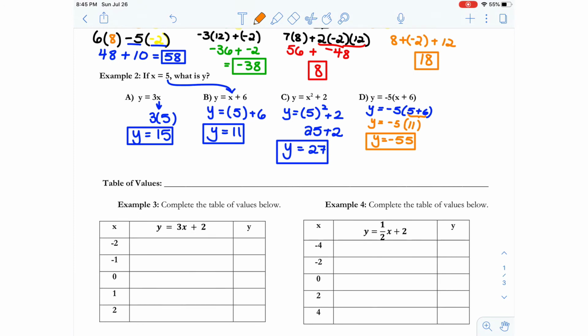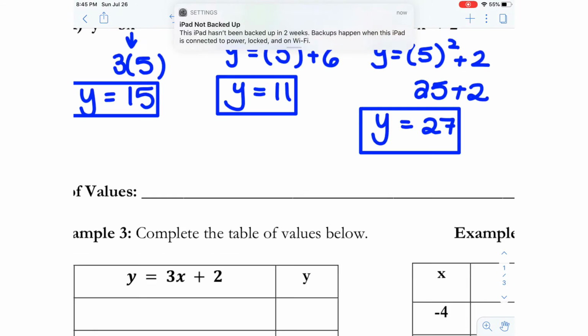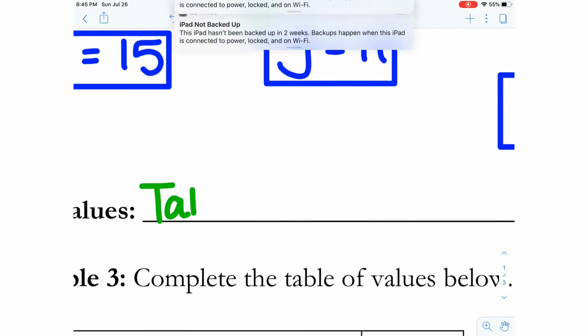Last type of problem is going to involve something called a table of values. A table of values is a table with input and output values. I like to think of it as repeated substitution.